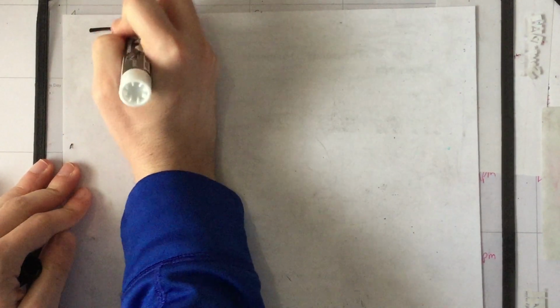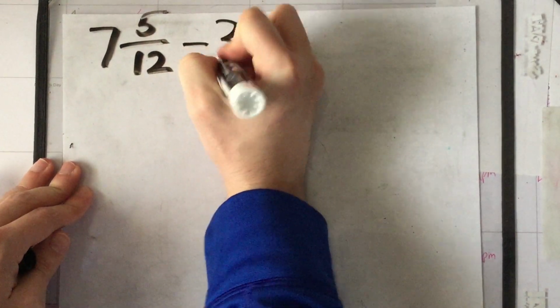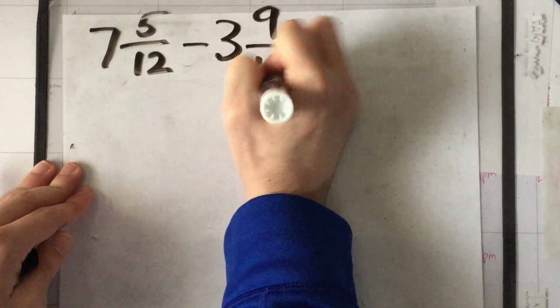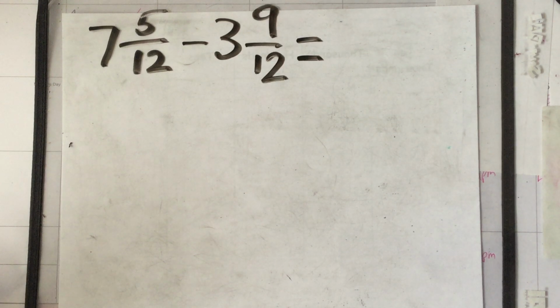7 and 5/12 minus 3 and 9/12. Okay. Thinking back to our steps, there's a process here. I want to get rid of as many numbers as I can so that there's less for my brain to look at, there's less to think about, and it's easier to do the math.